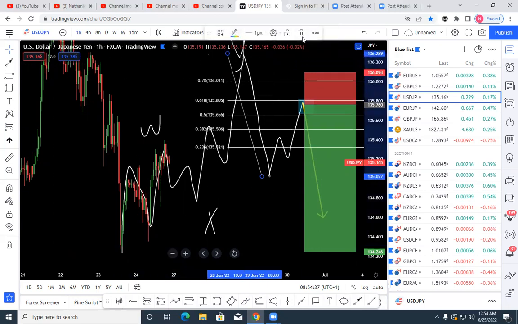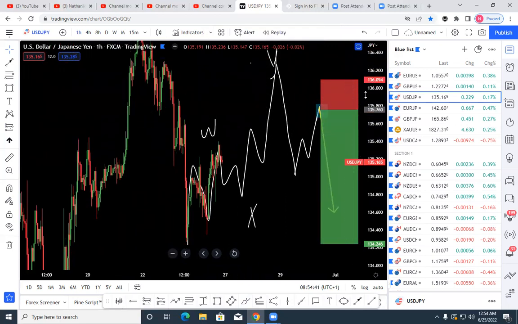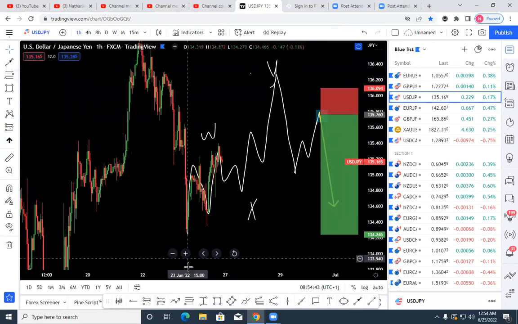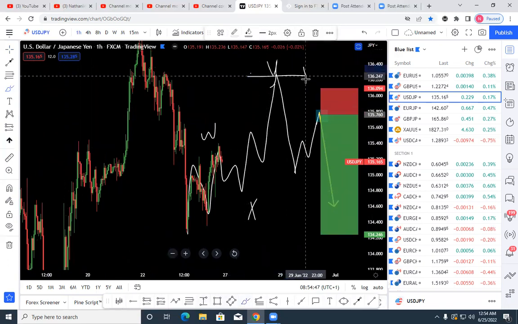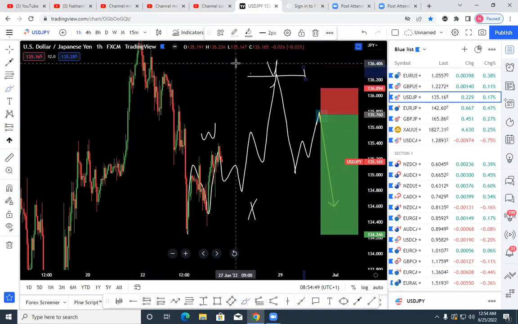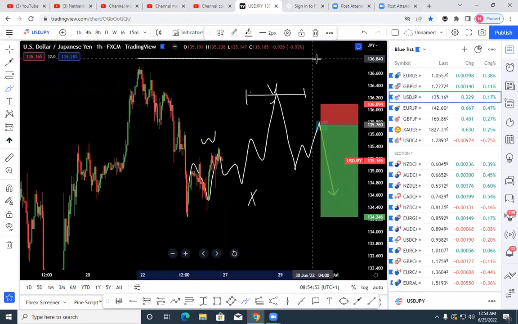Let's remove the fib. You see, if you had entered right here, where would your stop loss have been for this trade, guys? Where would your stop loss have been? Your stop loss would have been above the level here because you are entering at 78, above the level.